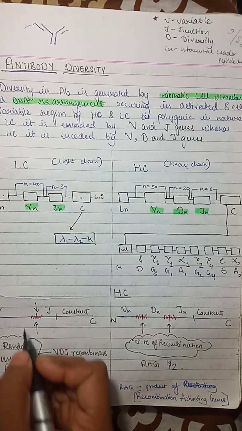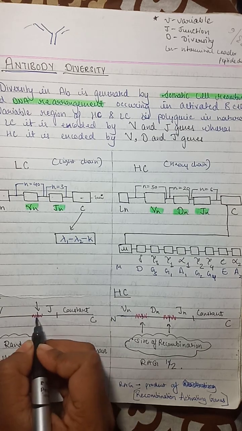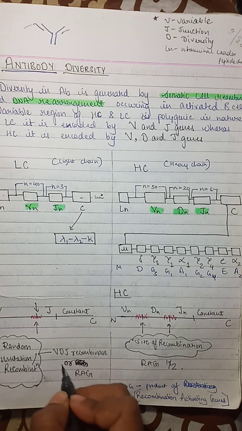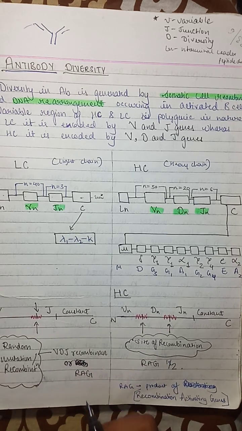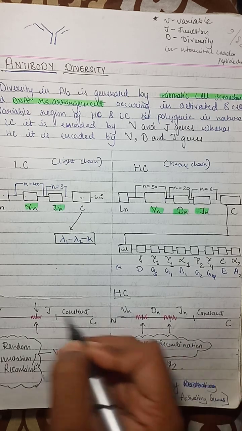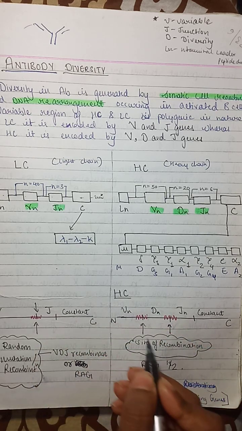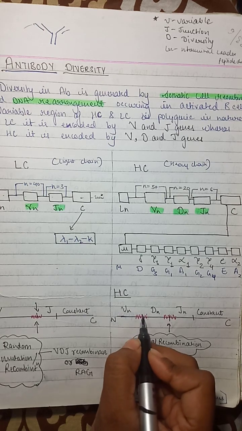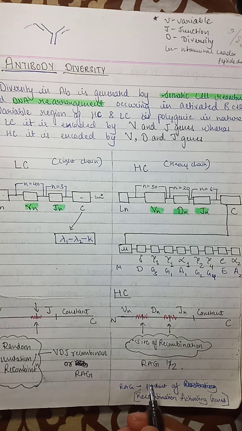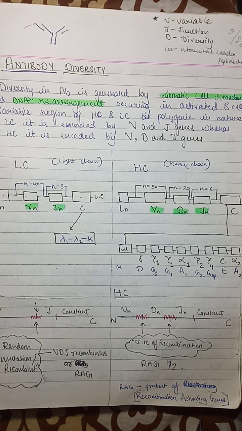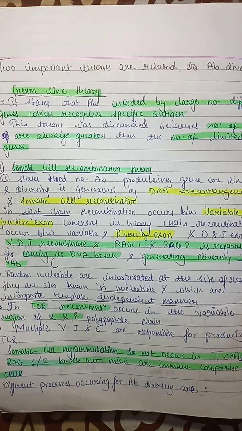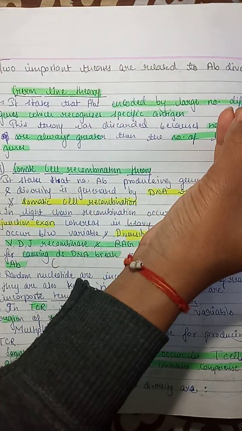What happens basically is that there is a site where random mutation or recombination happens with the help of VDJ recombinase or RAG, which is the recombination activating genes. When we compare with the heavy chain, there are two sites where recombination happens with the help of RAG1 and RAG2, which are again products of the recombination activating genes.